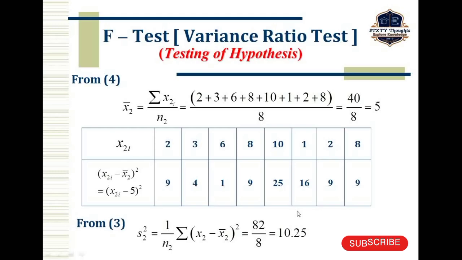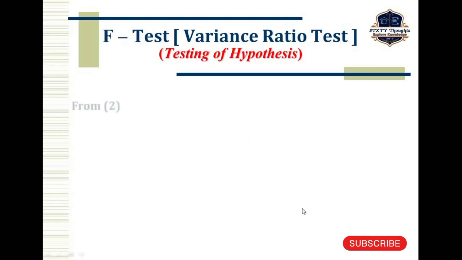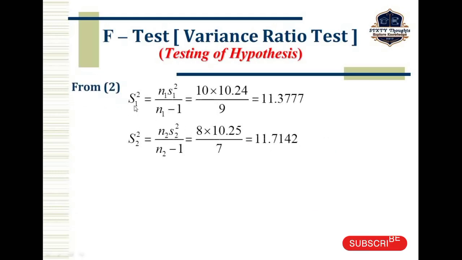Substitute s1 square and s2 square in equation number 2. What is equation number 2? Capital S1 square equal to n1 s1 square by n1 minus 1, and similarly capital S2 square equal to n2 s2 square by n2 minus 1. With n1 value 10 and s1 square value 10.24, divided by 10 minus 1 which is 9, simplifying we get 11.3777. Similarly, S2 square is 8 into 10.25 by 8 minus 1, which is 7. Using a calculator, we get 11.7142. These are capital S1 square and S2 square.